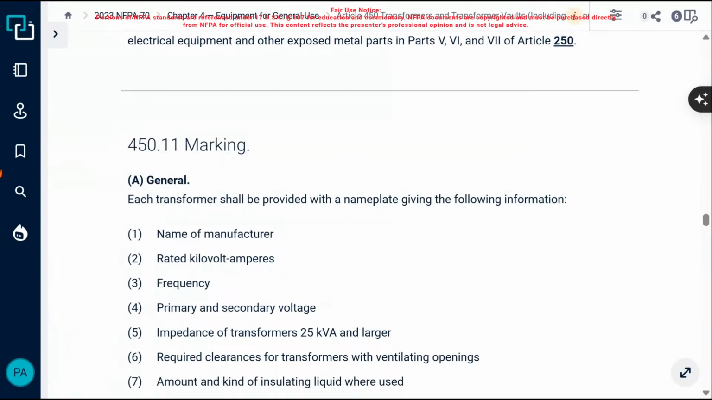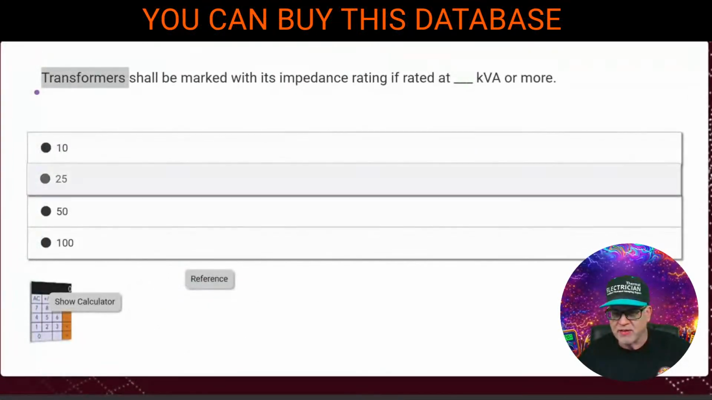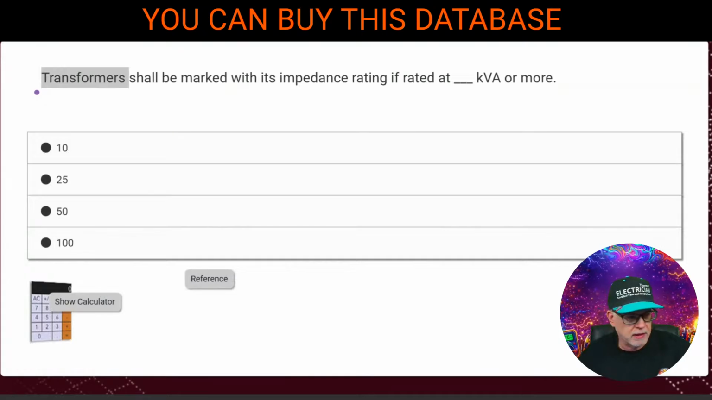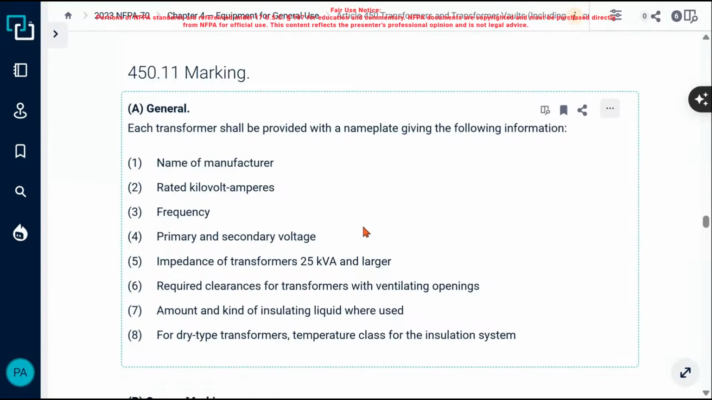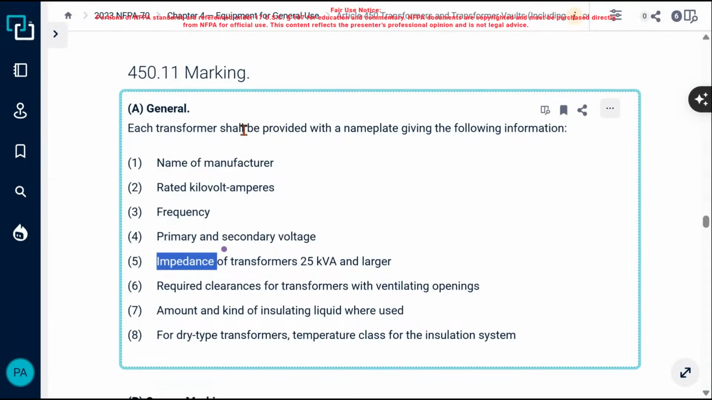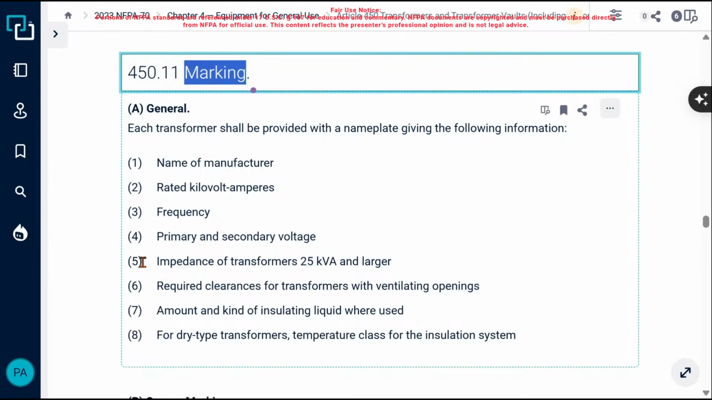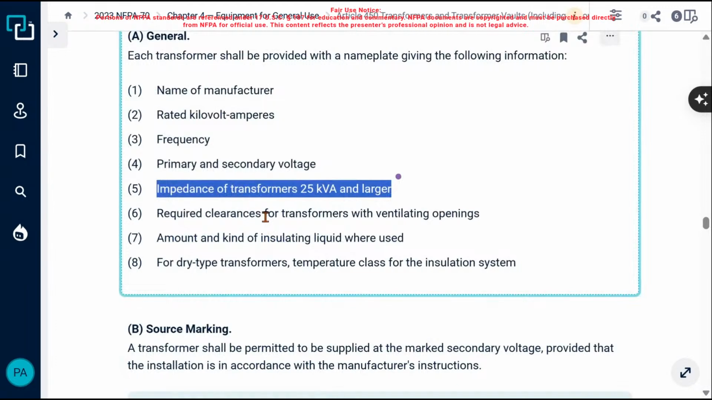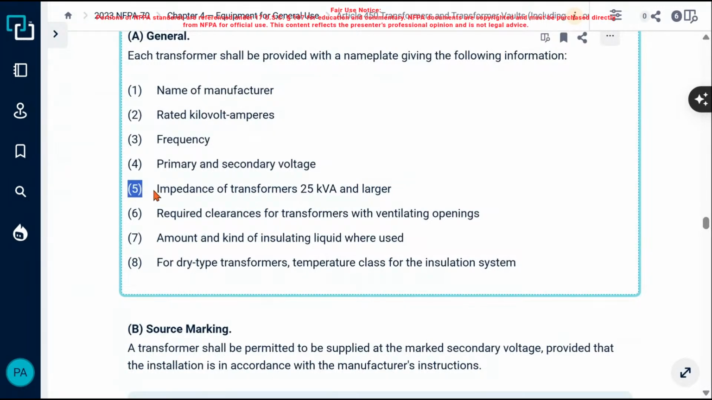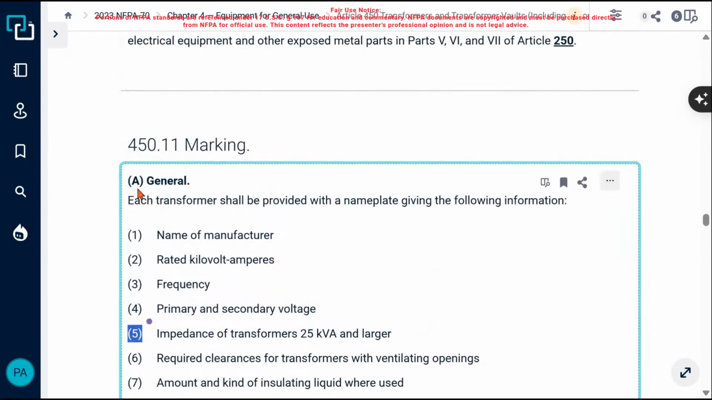Now, real quick, focusing on the question. What is it asking? Transformers shall be marked with its impedance rating if rated at blank kVA or more. Okay, so back to the lesson right here. Impedance. Okay, so it says they shall be provided, again, this is under marking. Impedance of transformers 25 kVA and larger. Right there, item number 5. So the code reference is 450.11(A)(5).